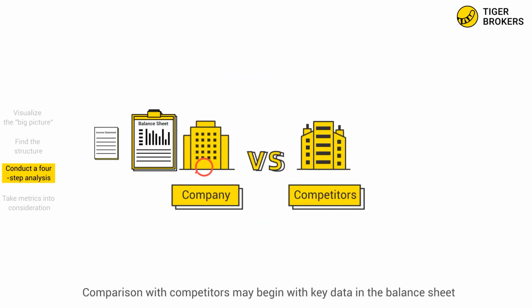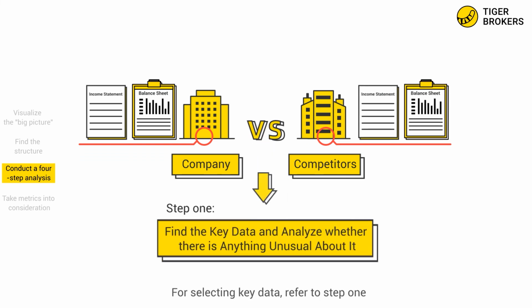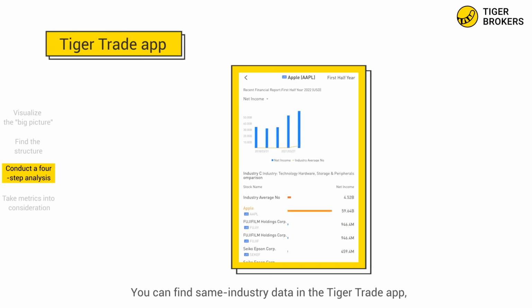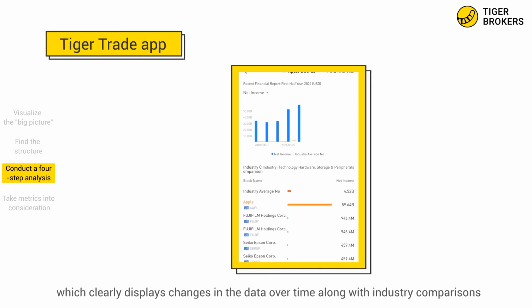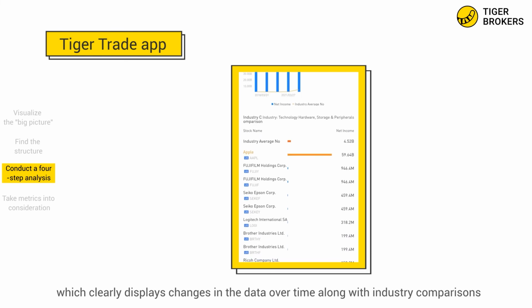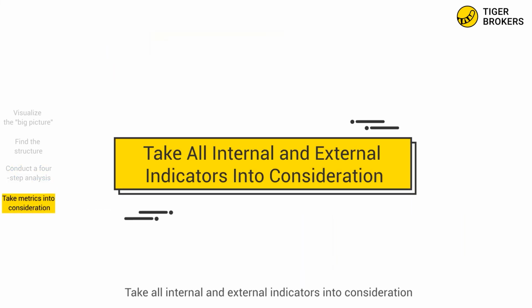Comparison with competitors may begin with key data in the balance sheet and the income statement. For selecting key data, refer to Step 1. You can find same industry data in the Tiger Trade app, which clearly displays changes in the data over time along with industry comparisons. And the final phrase: take all internal and external indicators into consideration.